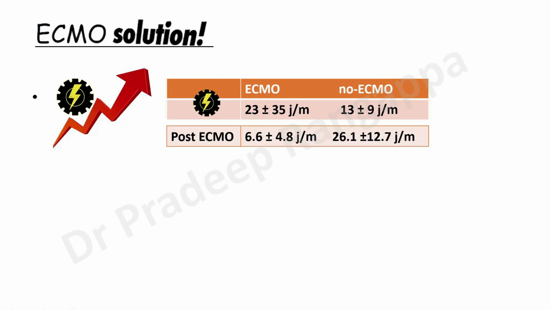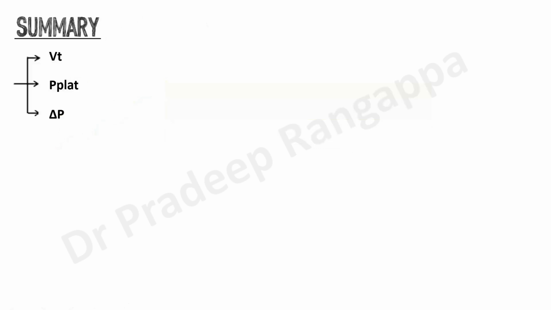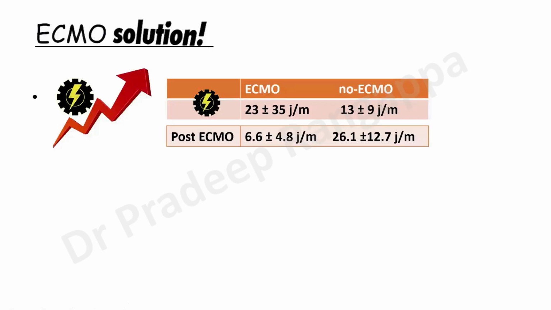And post ECMO, because you are resting the lung, you can see the mechanical power significantly comes down to 6.6 joules per minute as compared to no ECMO, 26.1. Which means to say ECMO rests the lungs and mechanical power will significantly come down. So that's about mechanical power.